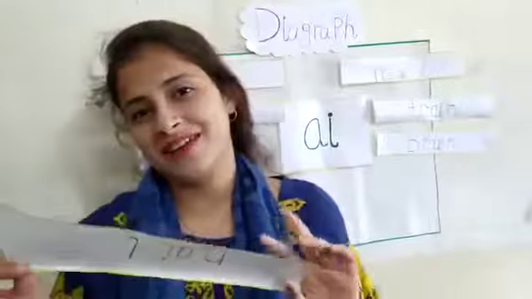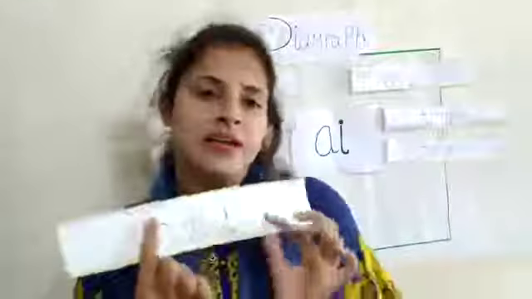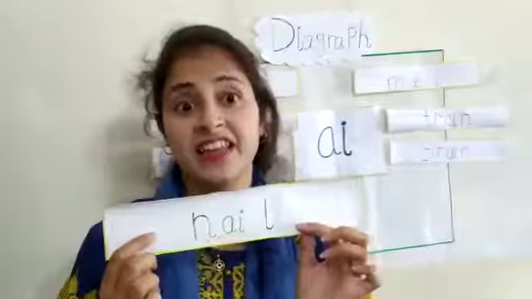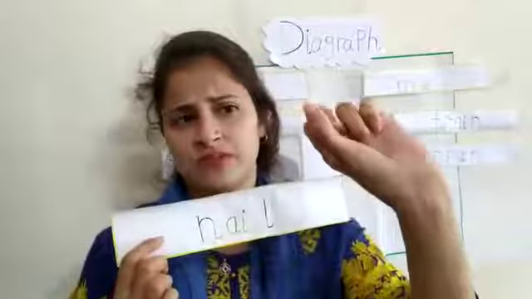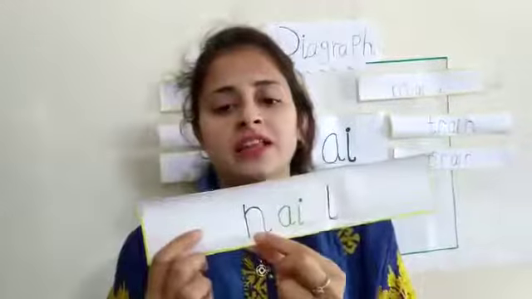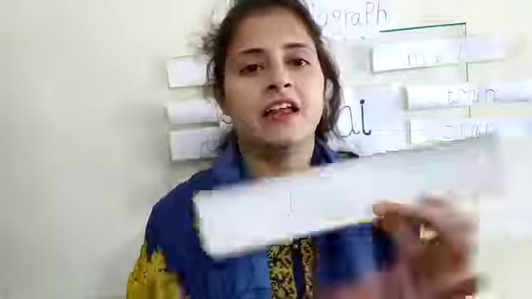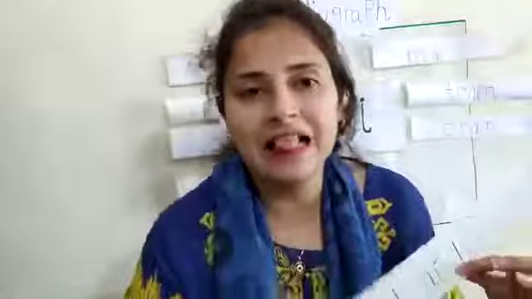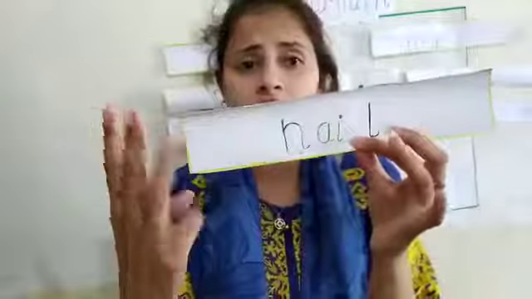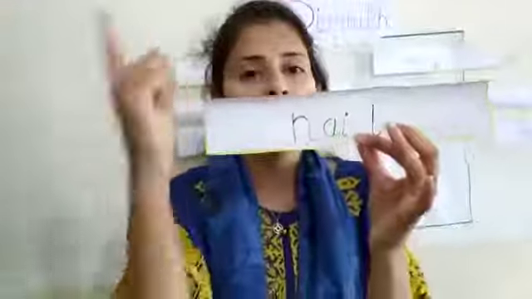And the last word is waiting for us. And the word is nail. Nail. This one. Nail. Again, like an aeroplane. A, nail. A, nail. And how many sounds in the word nail? 3 sounds. A, nail.